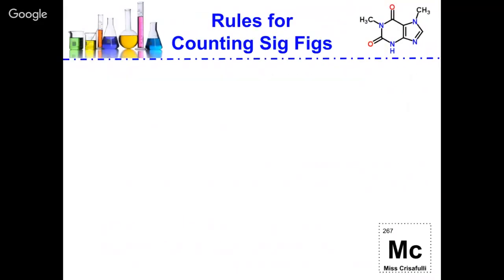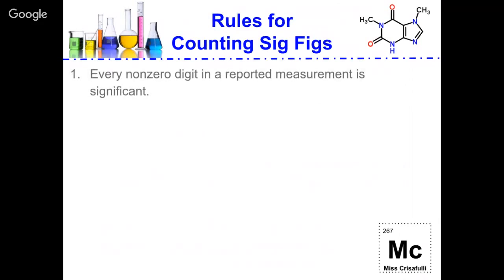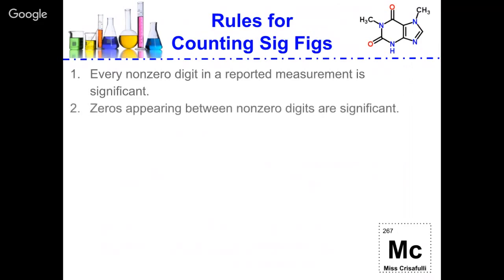So let's talk about the rules for calculating significant figures. Every non-zero digit in a reported measurement is significant. Zeros appearing between non-zero digits are significant. So what does that look like? That 0 is in between 4 and 1. So that number, 4012, has 4 significant digits. The 4, the 0, the 1, and the 2 are all significant.